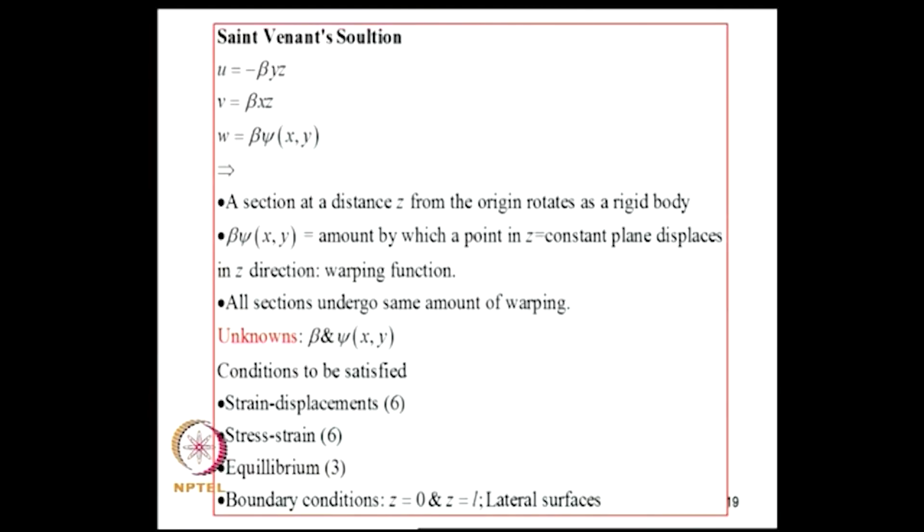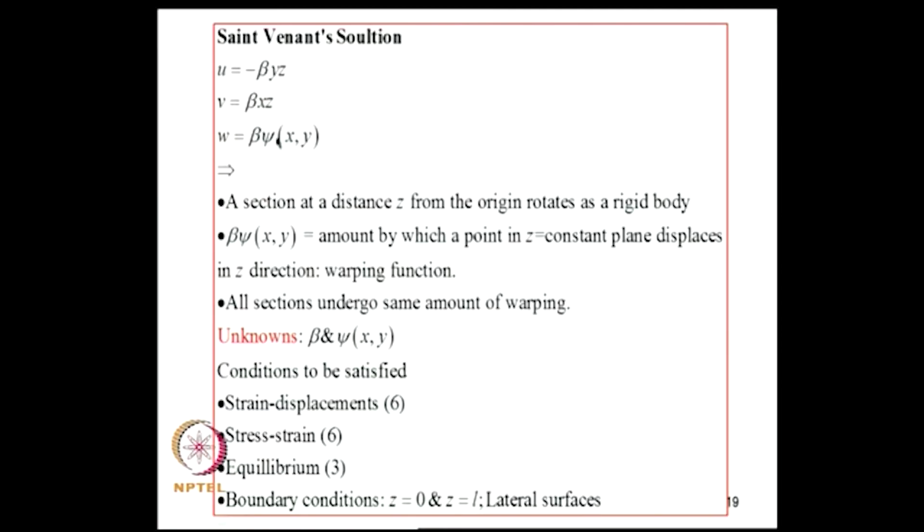The solution due to Saint-Venant assumes that u and v continue to be of the same form as was valid for the circular cross section, but there is a new function w which is non-zero, which is taken to be beta into psi of x comma y. If you assume this displacement field, what it means is that a section at a distance z from the origin rotates as a rigid body, because w is now independent of z. No matter what z is, all sections undergo the same type of w deformation. So, beta into psi x y is the amount by which a point in a z equal to constant plane displaces in the z direction. This is known as the warping function.